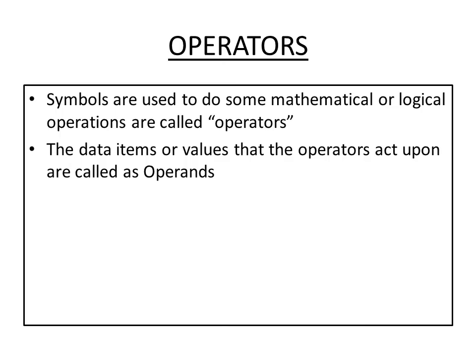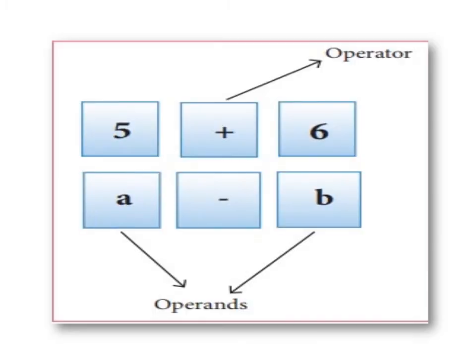Next we are looking into operators. The symbols that are used to do some mathematical or logical operations are called operators, and the data items or the values of those variables that the operators act upon are called operands. This is an example. 5 plus 6, a minus b. Plus and minus are the operators. 5 and 6 or a and b are the operands.